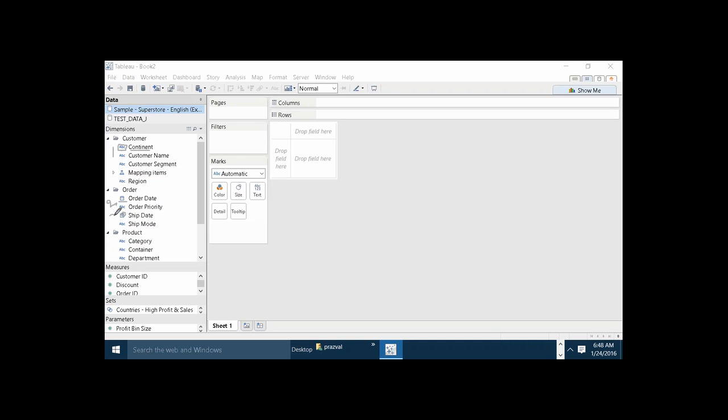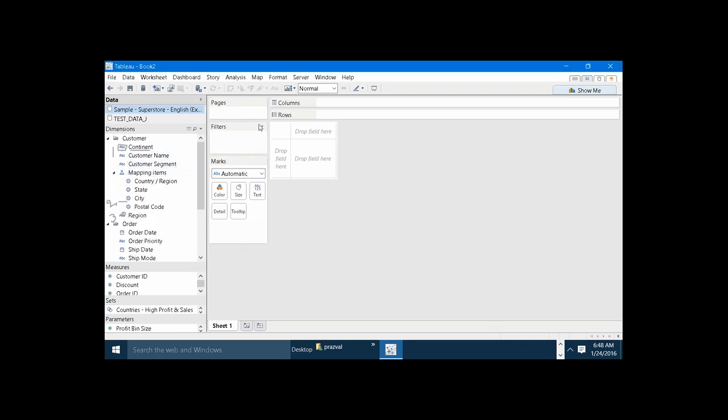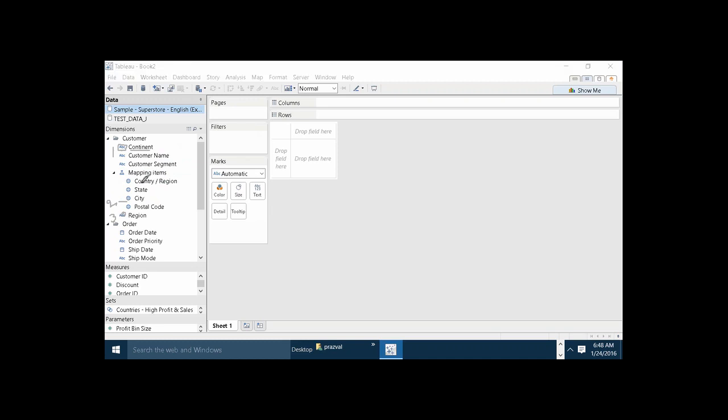So it is the third type of field, known as the date plus time fields or the timestamp fields. And the fourth type of fields are known as geographic fields. If you see any field prefixed with the globe, then those fields are known as the geographic fields. So these are the four different data types we get under the dimensions.